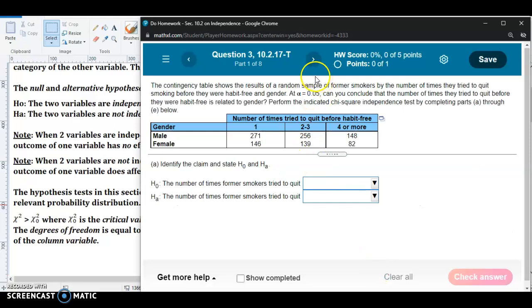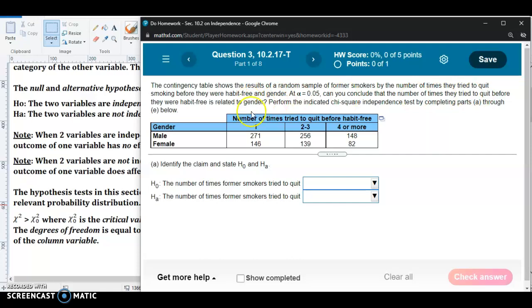Okay, so let's go ahead and take a look at our first problem, which will be question 3 in the homework for section 10.2. And the problem says the contingency table shows the results of a random sample of former smokers by the number of times they tried to quit smoking before they were habit-free and gender.